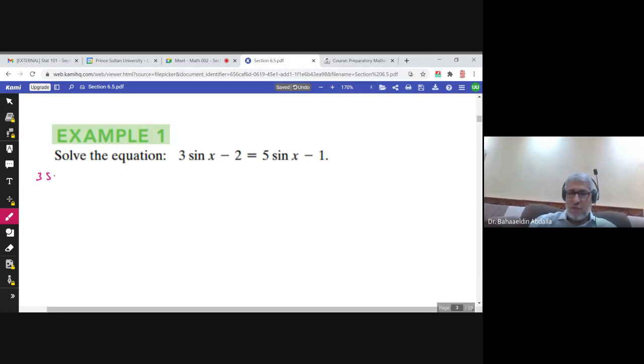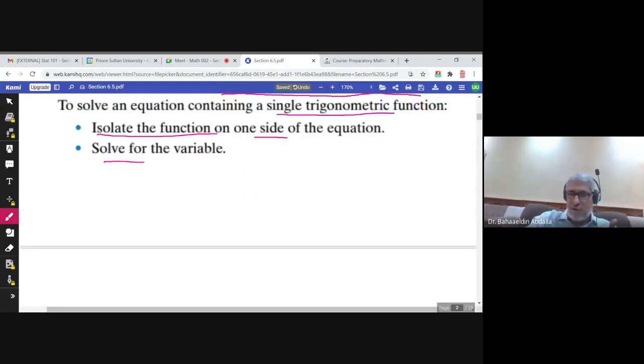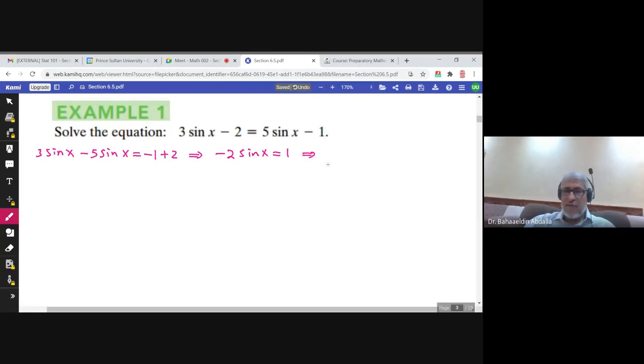So what to do? Here I have 3 sine x. I take 5 sine x to the other side. And here I have -1, and I take -2 to the other side, so it would be +2. Now 3 sine x minus 5 sine x is -2 sine x. -1 plus 2 is 1. Now solve the equation for sine x. Okay, solve for the variable. So sine x would be 1 over -2, which is negative 1 over 2.